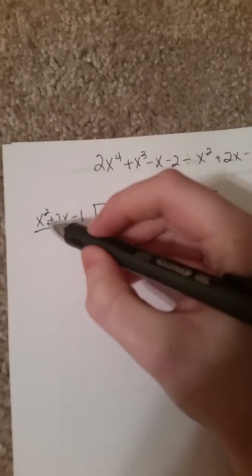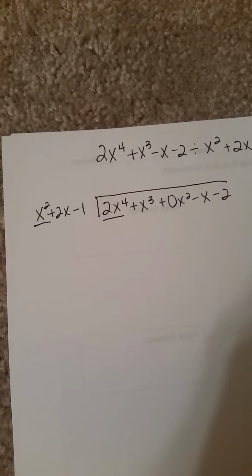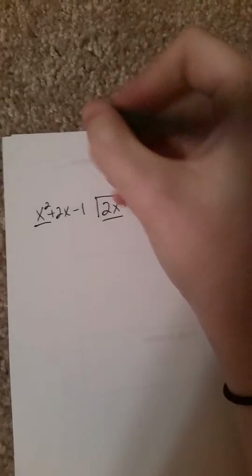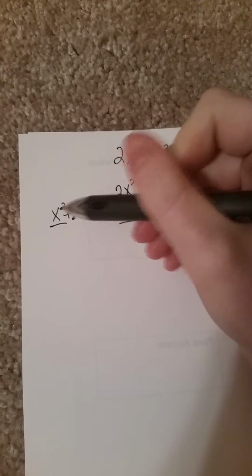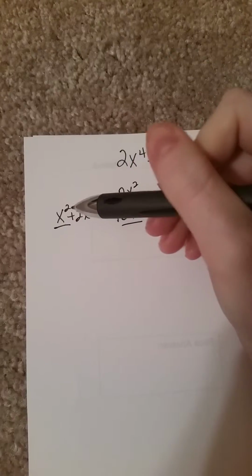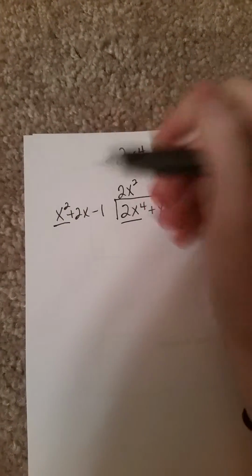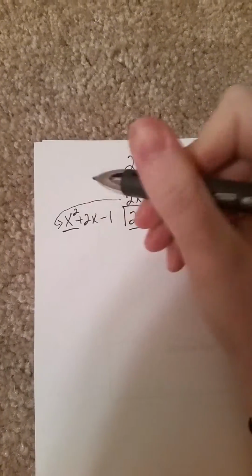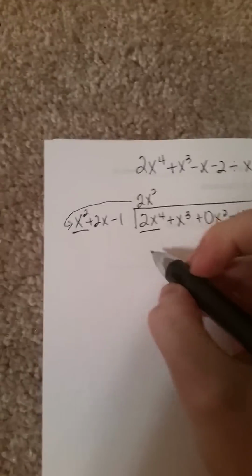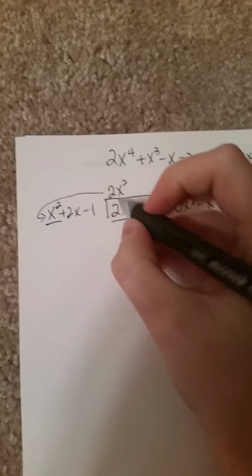Okay, so for the first step, I gotta look at these terms right here. I want to figure out what times x squared gives me 2x to the 4th. Well, that would be 2x squared, because 2 times 1 gives me 2, x squared times x squared gives me x to the 4th. So once I do that, I'm going to take this and multiply it all the way through to get this row that's going to come underneath here, just like in long division in grade school.